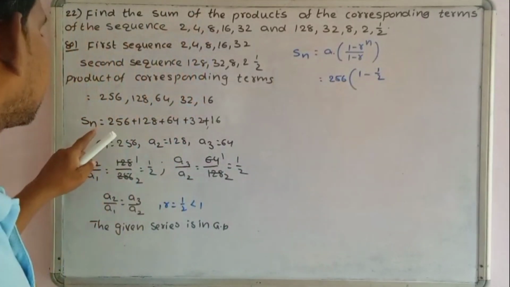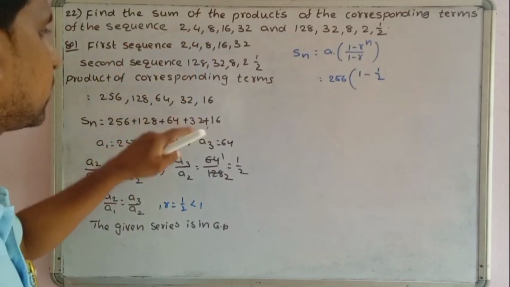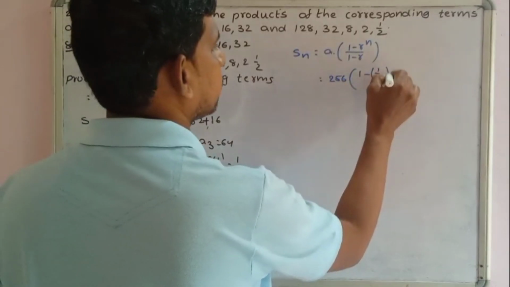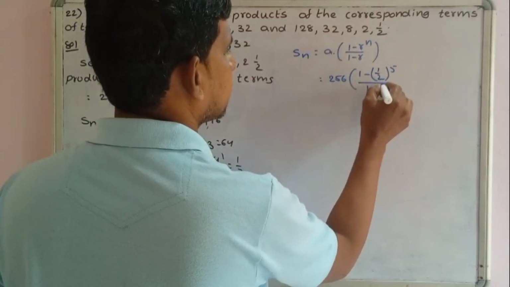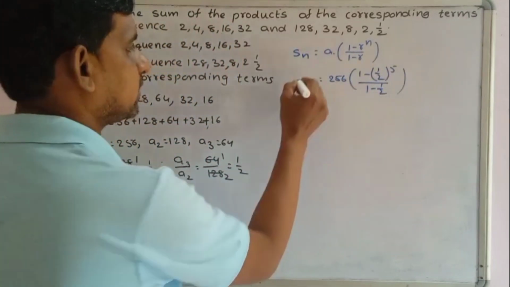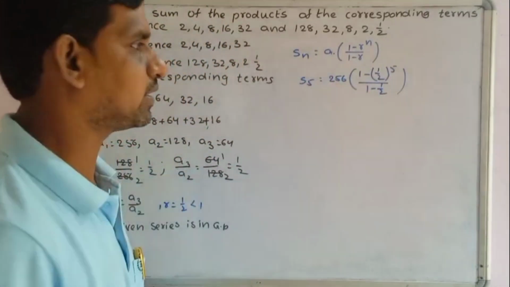Here, how many terms are there? 1, 2, 3, 4, 5. So it is (2 power 5) by (1 minus 1 by 2). This is S5, the sum of 5 terms.